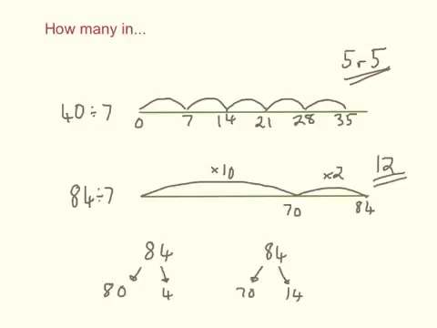Here, children have to be able to partition numbers in different ways. If I'm doing 84 divided by 4, I'll need to partition the 84 into 80 and 4. Whereas if I'm doing 84 divided by 7, I'll need to partition the 84 into 70 and 14, multiples of 7.